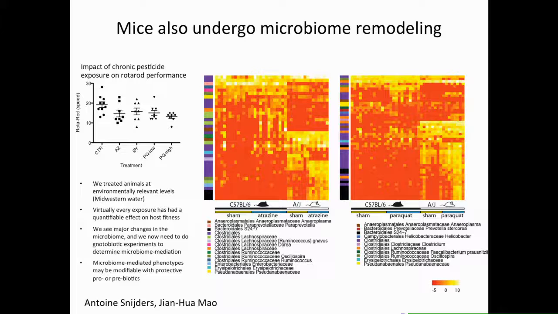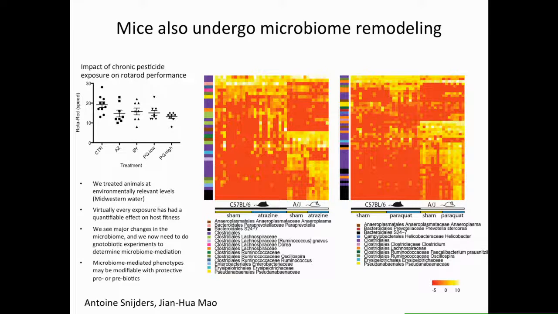Now, for a little bit about mice, to try and link this a bit closer to human disease. So mice also undergo microbiome remodeling upon exposure. Shown here are summaries of atrazine and paraquat exposures in two different strains of mice, AJ and C57. For every pesticide to which we've exposed mice so far, atrazine, glyphosate, paraquat, we see a drop in rotarod performance, a slight drop in coordination, reflective or reminiscent of what we see in fruit flies.